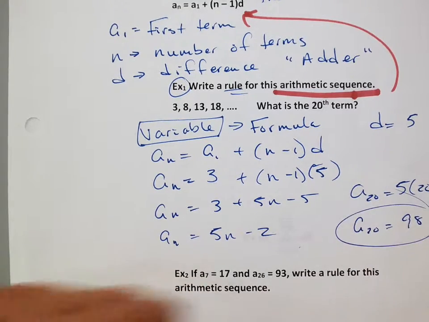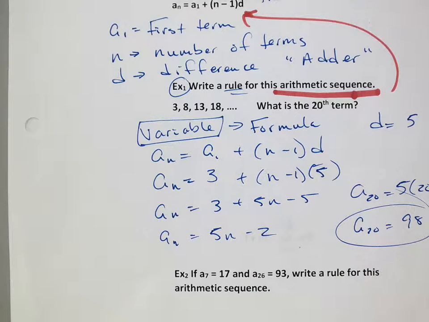Pretty handy, because had we not known this formula, you would have had to keep plugging in, plugging in, plugging in. You would have had to just list it until you get the 20th term, right? So a lot better to have a formula than just trying to make the whole thing. Thumbs up? This is not that hard, is it?